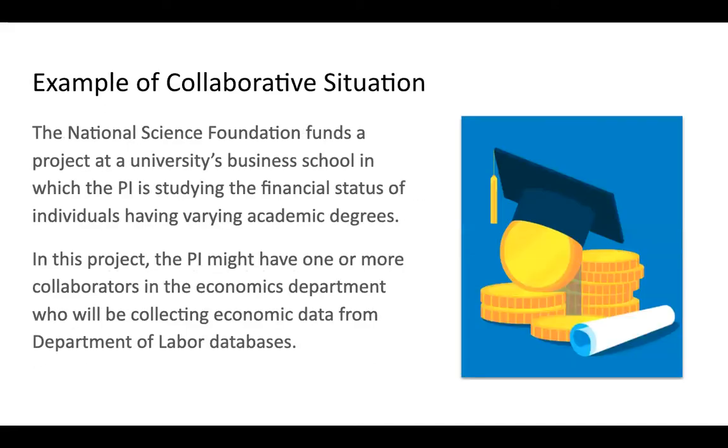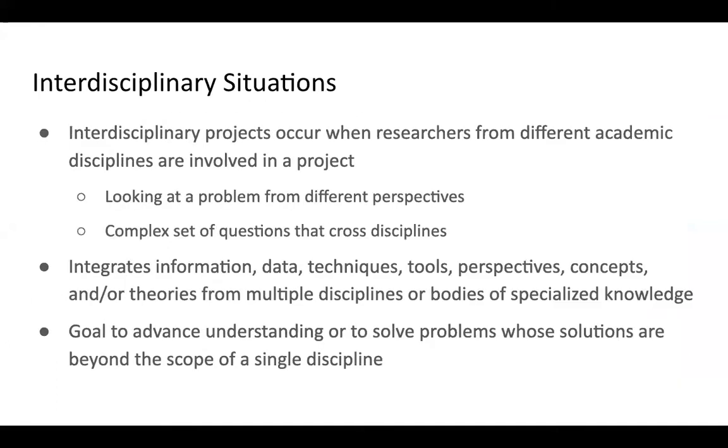So an example of this collaborative situation: the NSF funds a project at a university's business school in which the PI is studying the financial status of individuals having various academic degrees. In this project, the PI might have one or more collaborators in the economics department who will be collecting economic data, say from the Department of Labor databases.